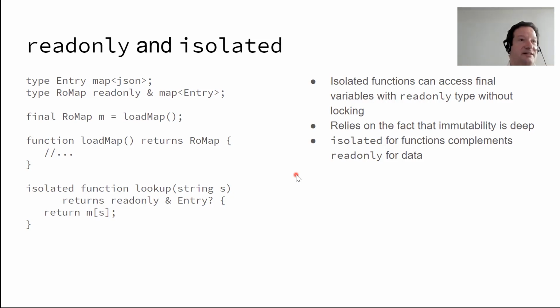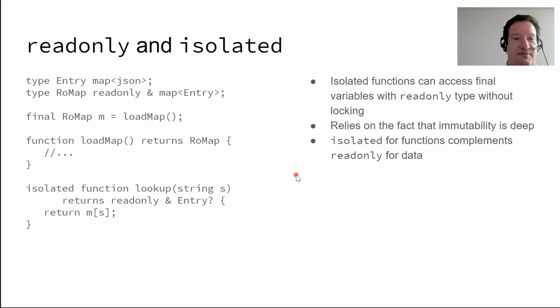Read-only doesn't help with that, because read-only gives you no information about a function. This is why you need this separate isolated concept. Isolated is providing information about functions. Read-only is providing information about data, while isolated is providing information about what happens when you execute things. Read-only is providing information about what happens when you read and write things.